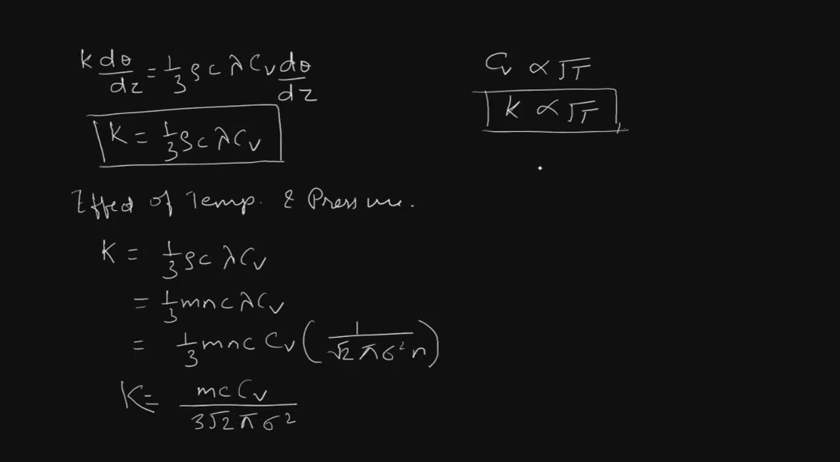Now to find out the effect of pressure, we have seen that all the terms which are included here are independent of pressure, and hence the thermal conductivity K is independent of pressure. It doesn't change with pressure. So in this way we can find the effect of temperature and pressure on thermal conductivity.